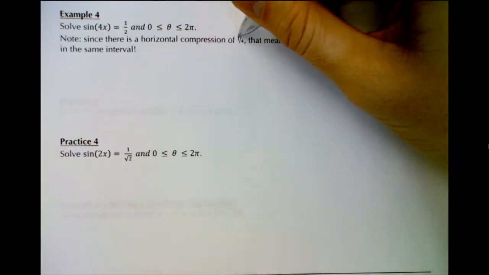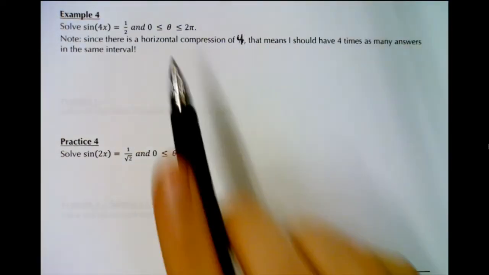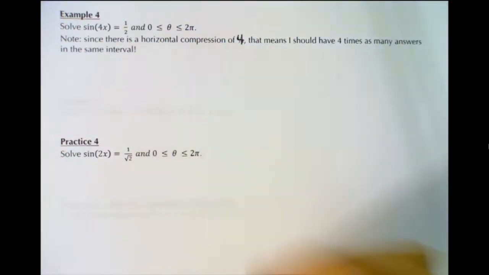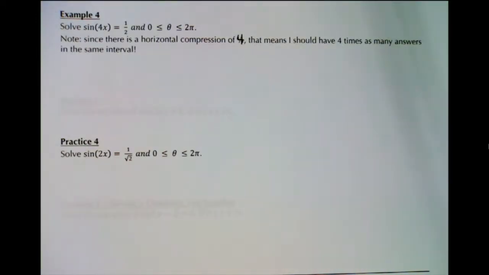Horizontal compression of 4. So since we've compressed by a factor of 4, that means we should have 4 times as many answers in that same interval, because our function should actually do 4 full cycles within 0 to 2 pi. So instead of getting the normal 2 answers that we had been getting, we should actually end up with 8 answers.